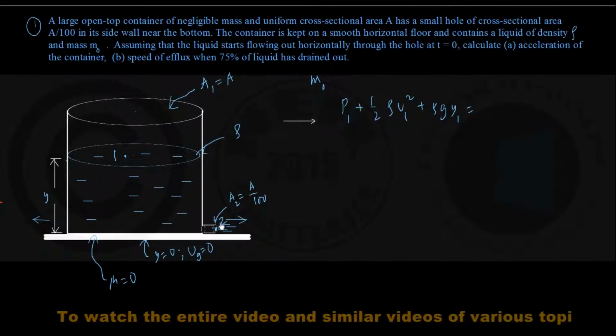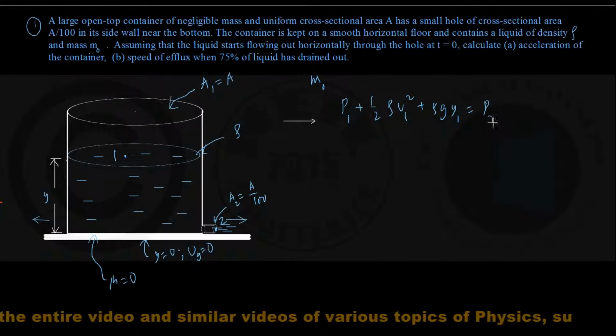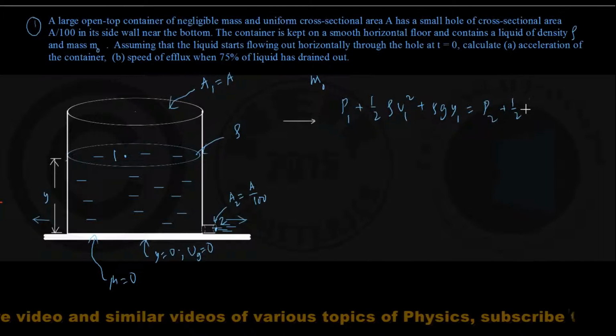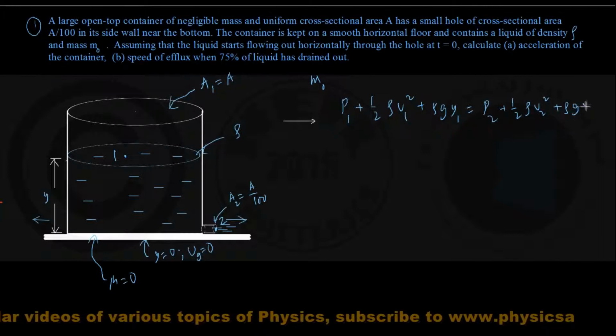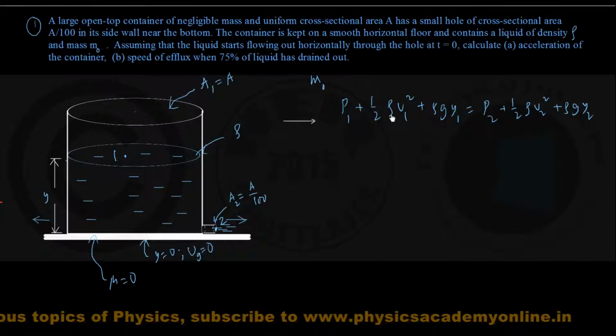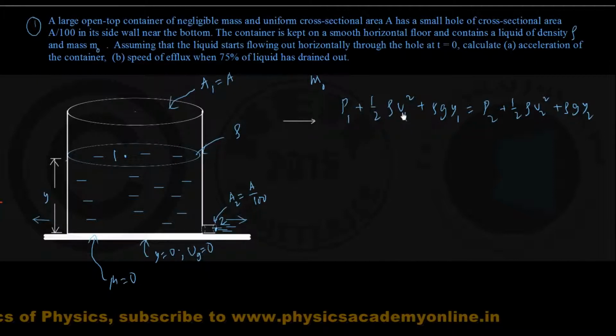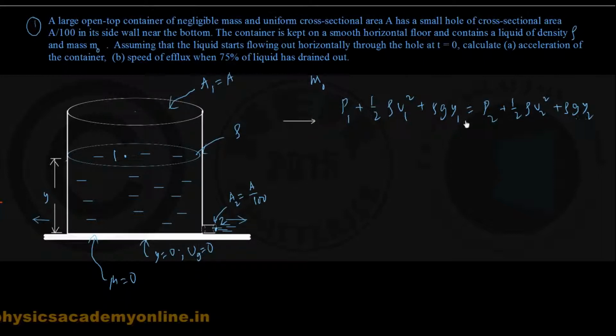We just add them up for point 2 here. That is P2 plus half into rho into V2 square plus rho into G into Y2. You are familiar with these different symbols. P is the pressure, rho is density. V1 and V2 are the speeds of this liquid at points 1 and 2 respectively. G is the free fall acceleration. Y1 and Y2 are the respective heights of these points 1 and 2 above the reference plane.